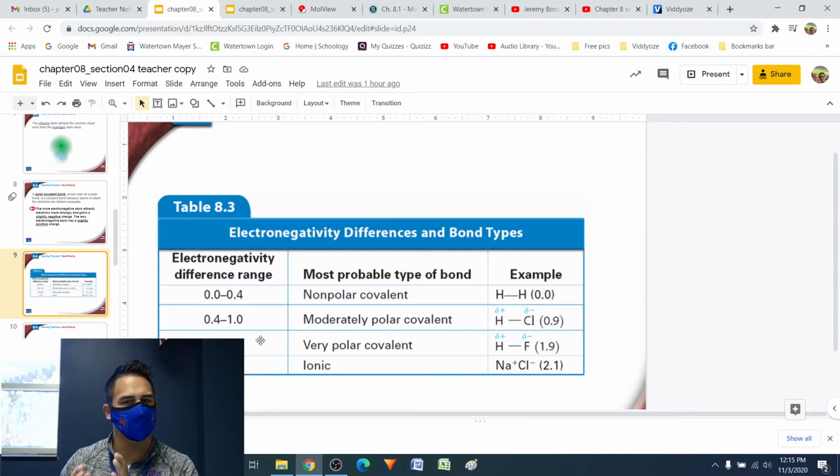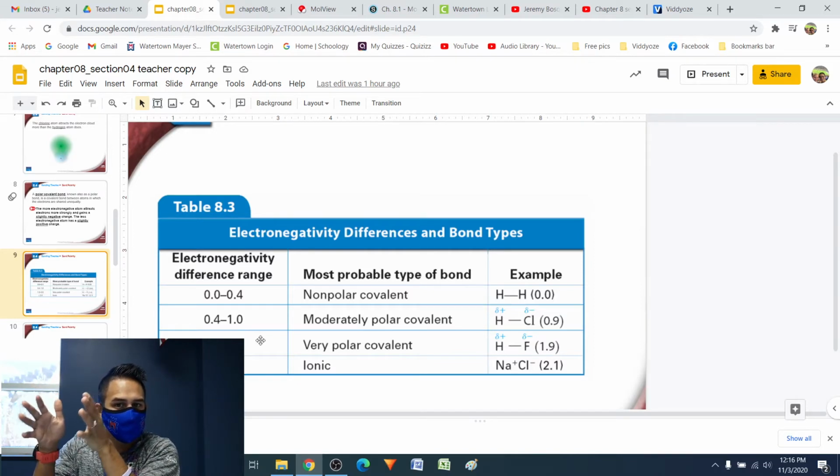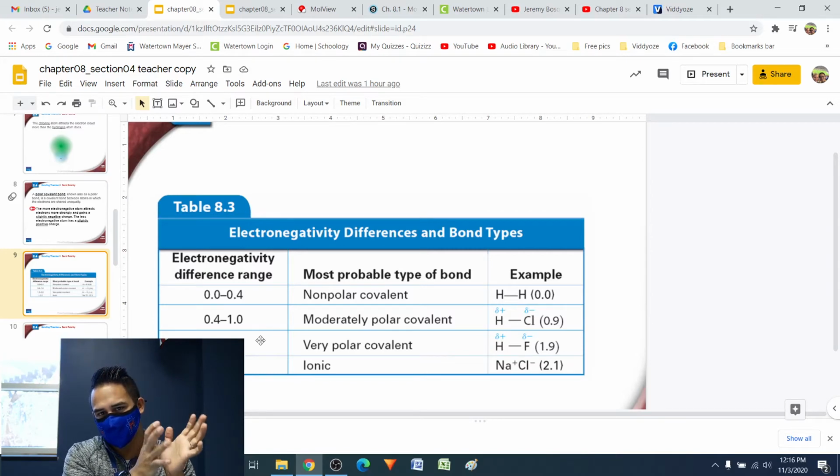If you have a difference between 1 or 1.1 and 2, now you start getting a very polar covalent bond, where the electrons, again, are still shared between the two atoms, but now they're much more shifted towards one side versus the other, and you have a much more slightly negative charge on one end of the atom or molecule, and one end that is slightly more positive.